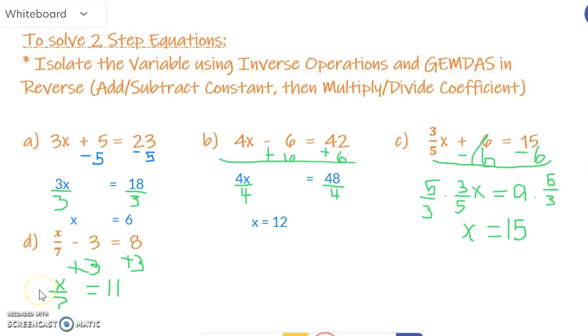So then in order to solve x divided by 7, we're going to use the inverse operation. So we're going to multiply by 7. And in the end here, we get x on this side equals 77.